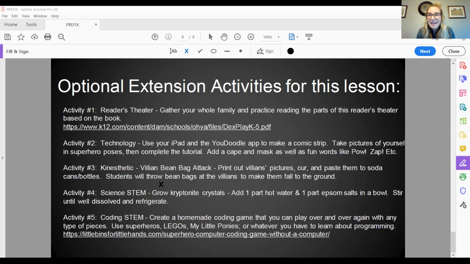And then coding. We love to code. Remember the robots, kiddos? Create a homemade coding game that you can play over and over again with any pieces. You can use superheroes, Legos, My Little Ponies, whatever you have. And then here's a little link you can click that will help you do that.